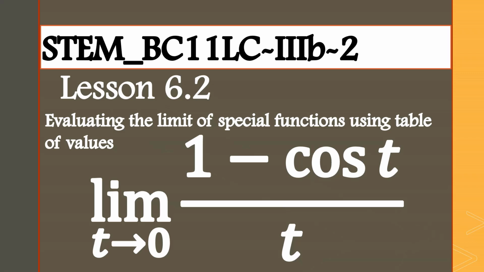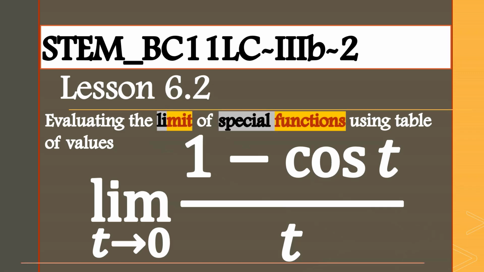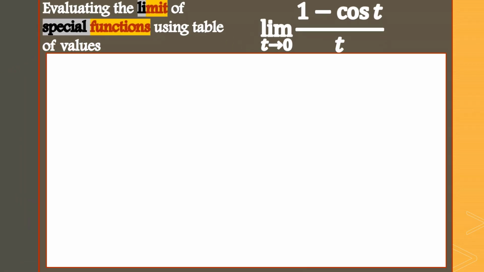Let's evaluate the limit of this given special function, 1 minus cosine t all over t, as t approaches 0 using a table of values. We have here another special function, 1 minus cosine t all over t. We are to solve or illustrate the limit of this special function using a table of values.